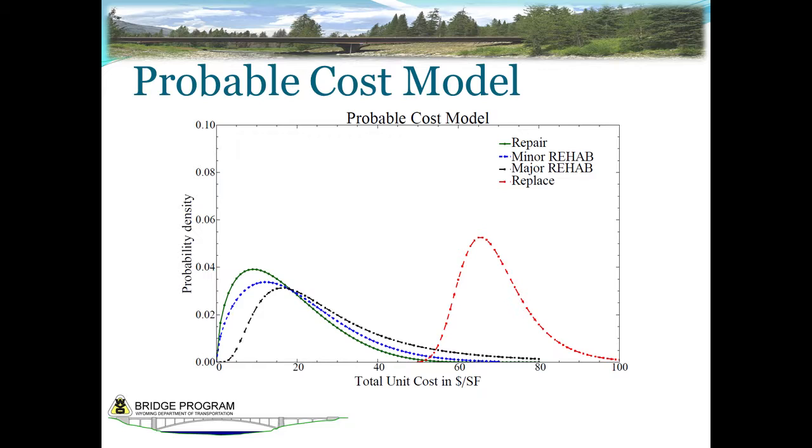Minor rehab is a sort of proactive preservation action, as we typically apply those actions for the bridge deck with early stage of service life. Major rehab is a kind of reactive preservation action, and we typically apply them for bridge deck with NBI condition rating 3 or 4.